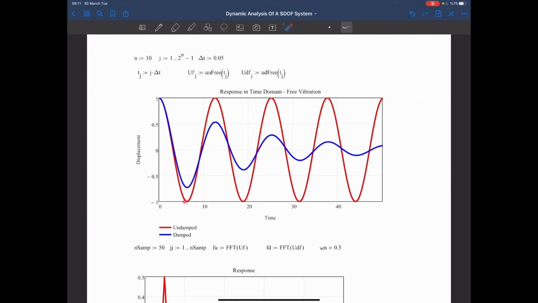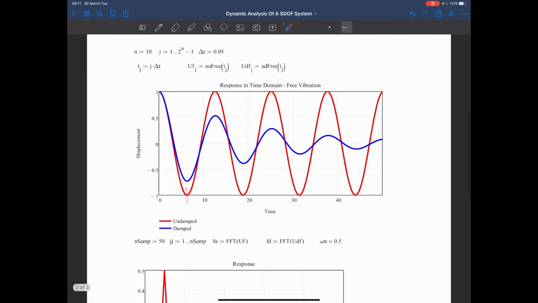Now the red one is the undamped vibration, so you can determine the period of the structure by just looking at this time difference between the peaks. That will give you the period of the structure.